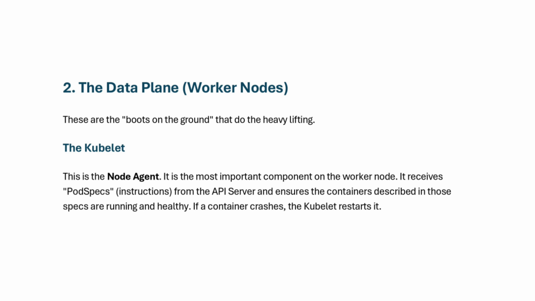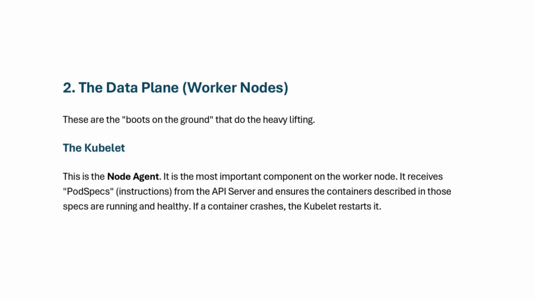Now let's understand the worker node or the data plane. These are the boots on the ground that do the heavy lifting. It has a component that is Kubelet. This is the node agent. It is the most important component on the worker node. It receives pod specs, or the instructions, from the API server and ensures the containers described in those specifications are running and healthy. If a container crashes, the kubelet restarts it.